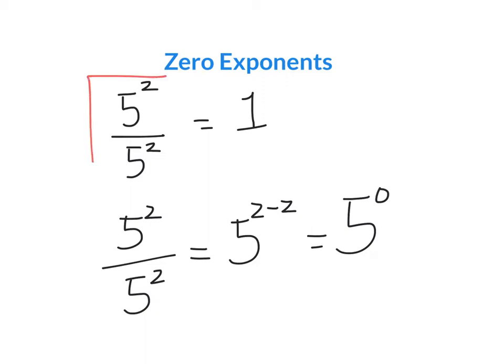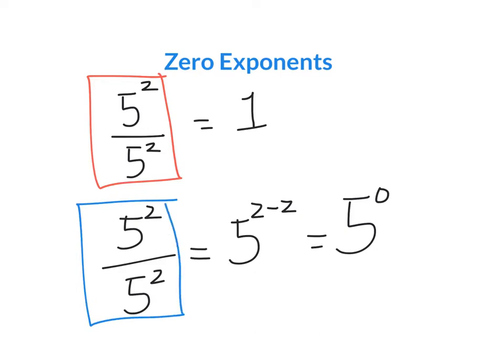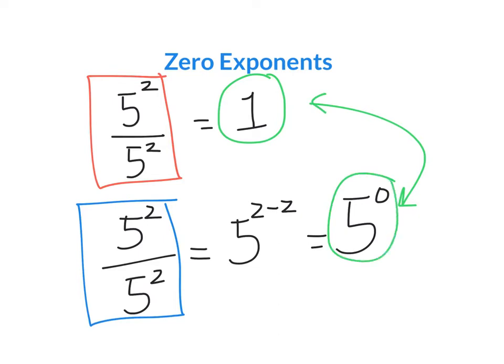So, since 5 squared divided by 5 squared is 1, and 5 squared divided by 5 squared by our quotient rule is 5 to the 0 power, it follows naturally that 5 to the 0 and 1 are the same thing. So anything raised to the 0 power has to be 1.